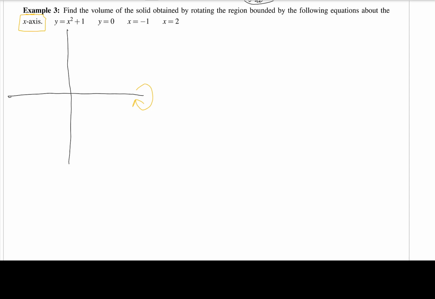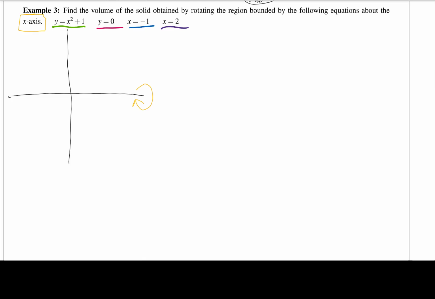And what it does is it tells me where I take my slice out of my region, because I'm going to be taking the slice perpendicular to the axis that I'm revolving about. So I'm going to be taking the slice perpendicular to the x-axis. Okay. So, per the usual, I'm going to mark these with different colors.